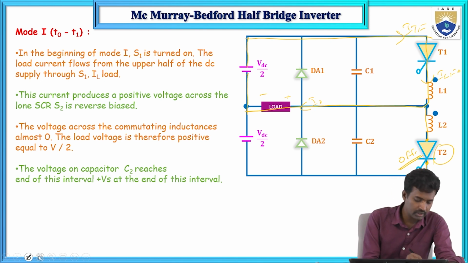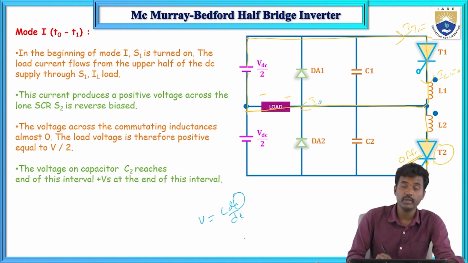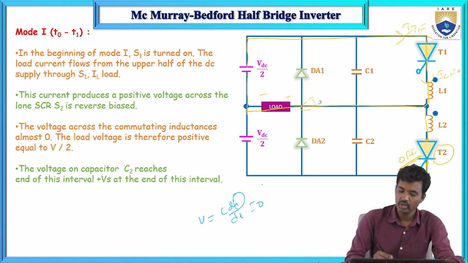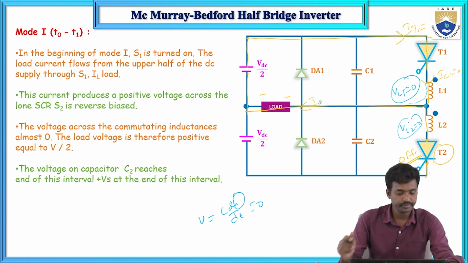Let me write one thing here. We are using an RL circuit with a constant voltage, so V equals L di by dt. For any constant parameter, if you differentiate, the value is 0. So this inductor current derivative is 0, and VL1 is equal to 0. They are connected to the same voltage, the center tapped voltage. VL2 is also 0, so the VL2 commutating inductance voltage is almost 0.